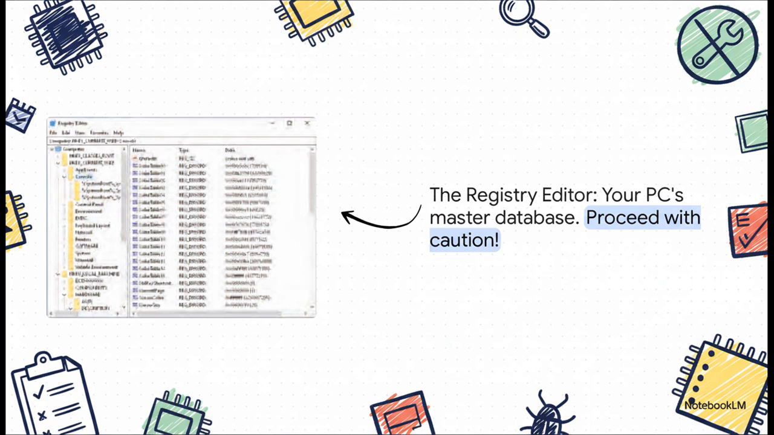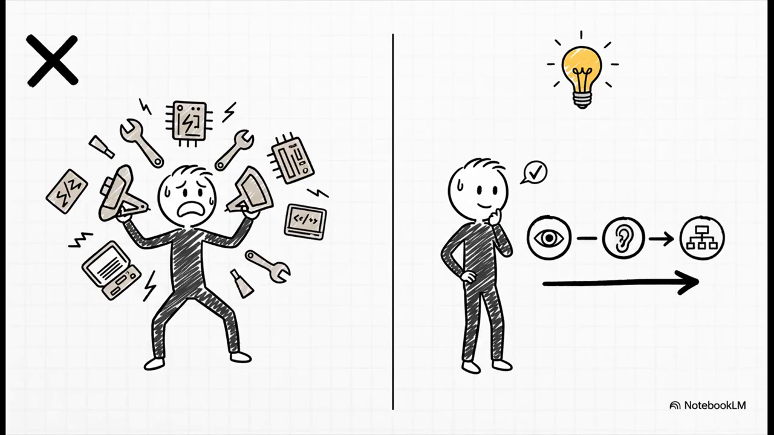Now this is the registry editor. You can think of this as the master control panel. It's like the DNA of your entire operating system. It is incredibly powerful, but, and this is a huge but, the textbook is very clear. One wrong move in here can make your entire system unusable. This is a pro tool, and unless you know exactly what you're doing, it's best to just leave it to the experts.